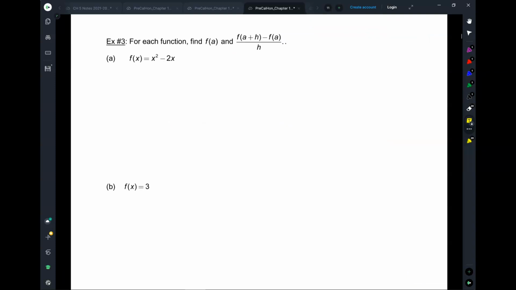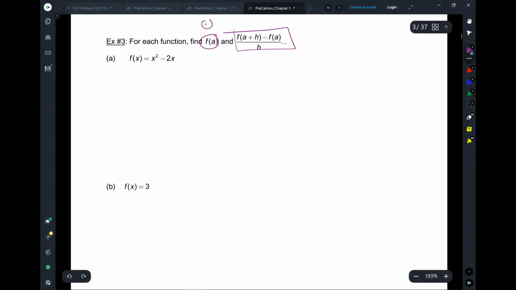Here we go. For each function here, we have to find two things. We have to find f of a and this. Remember that? F of a plus h minus f of a? We saw that in the trig chapters as well. All right. So first, let's find f of a.